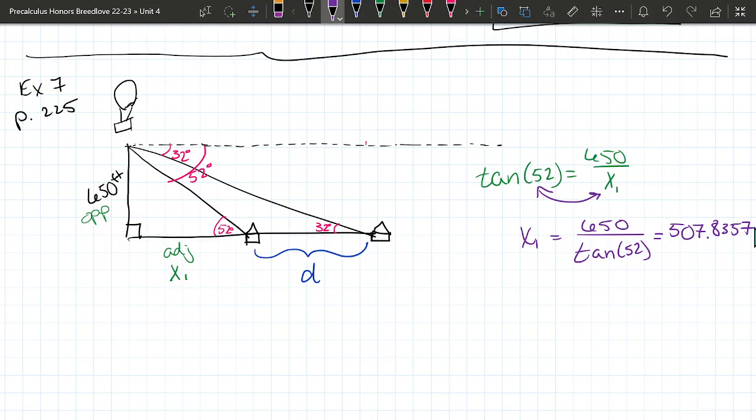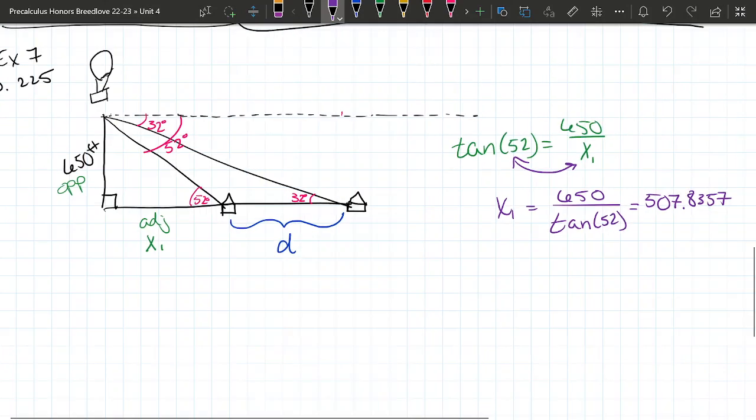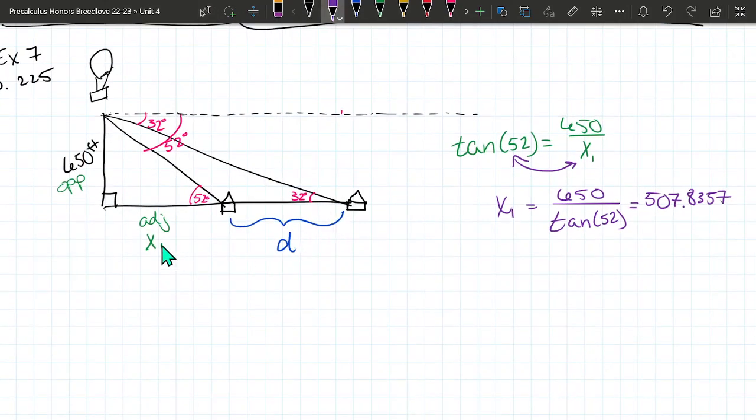Do you have a question? All right, so I have that distance x1, and that is 507.8357, because we don't want to round till the end, right? So that gives me this distance, but I want the distance between them, so I still have to keep going.